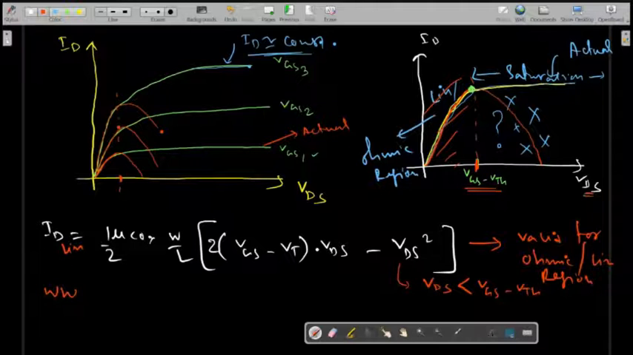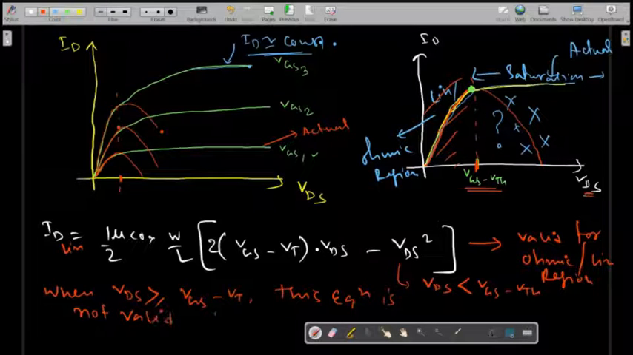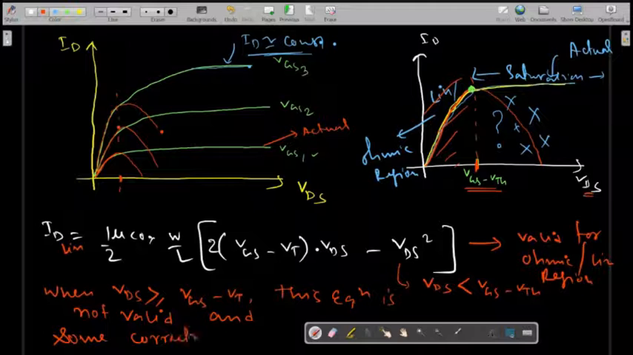When VDS is greater than or equal to VGS minus VT, this equation is not valid, and some correction is required.